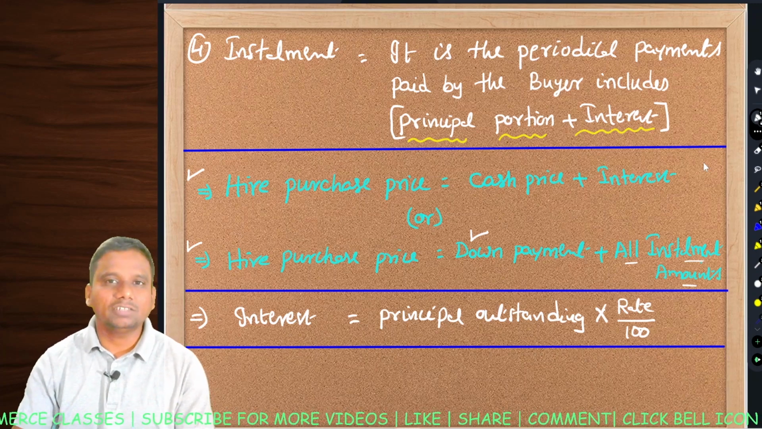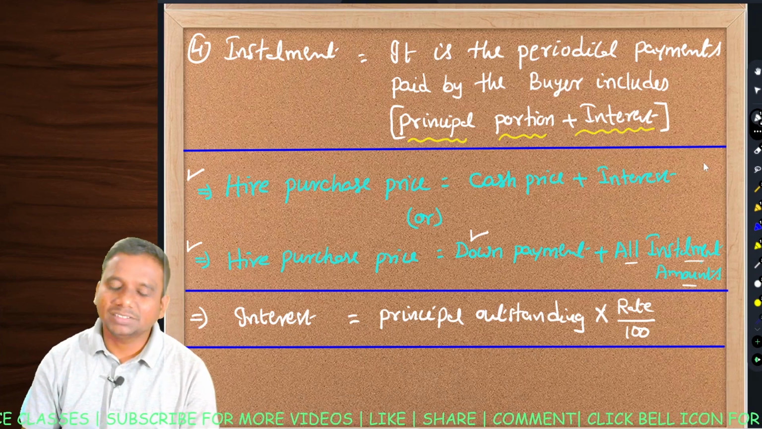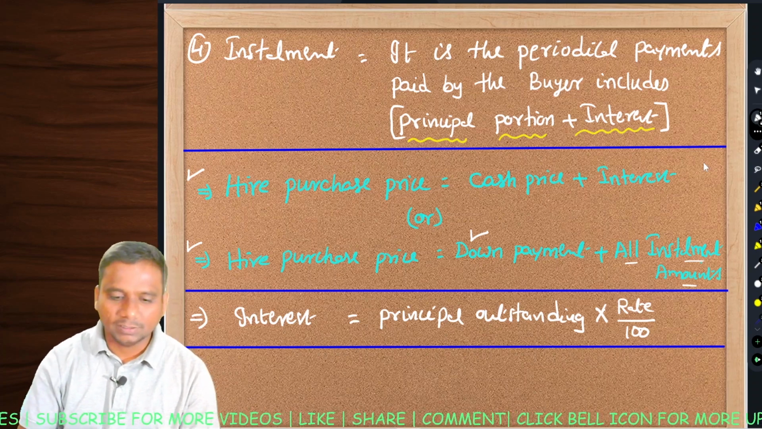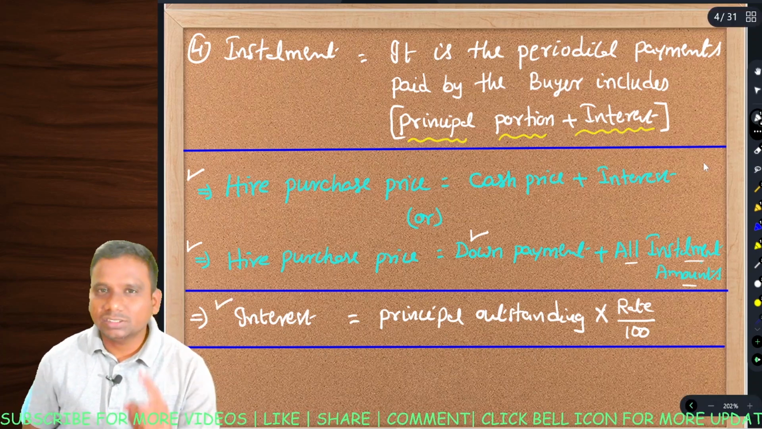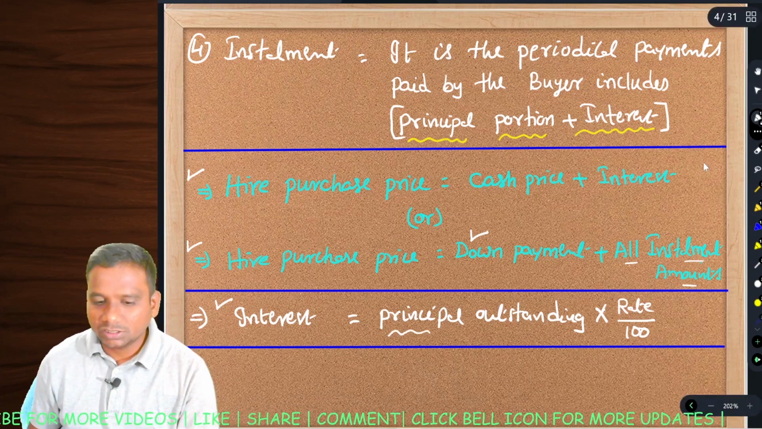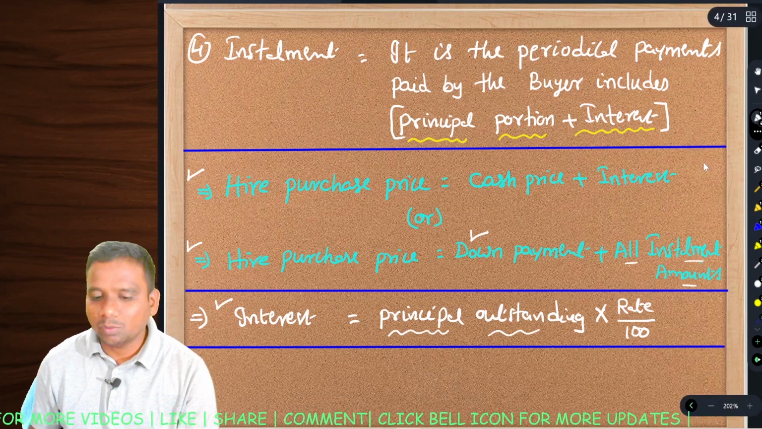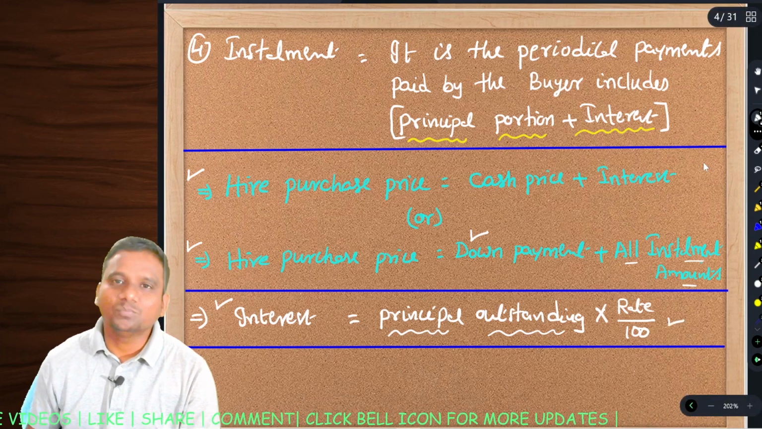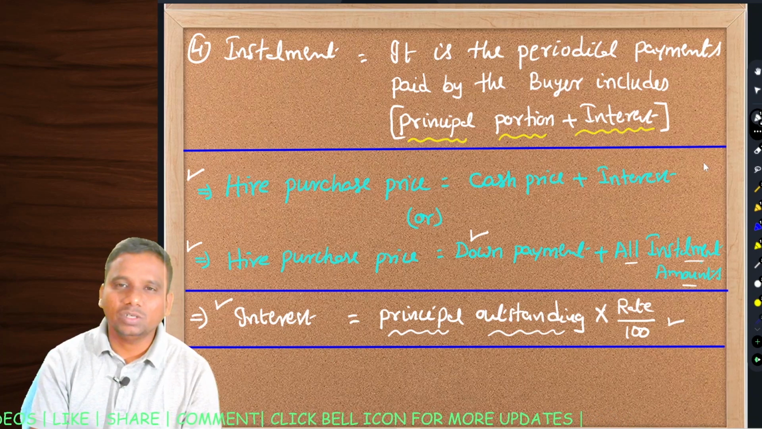So this is another formula for hire purchase price. Try to understand these formulas. Okay. Next, interest. Interest is always calculated, you know how to calculate interest. Interest is always calculated on principal amount outstanding into rate by 100. This is how we calculate interest.